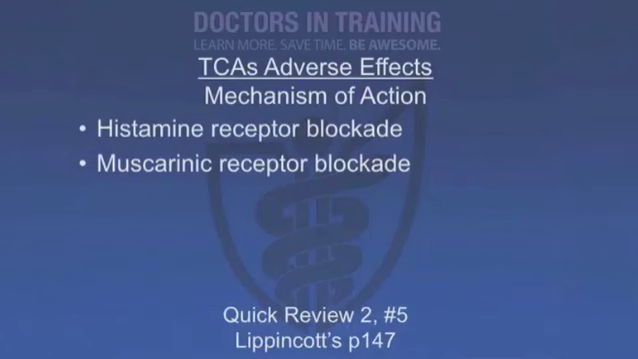So why does this happen? Well, TCAs will affect the histamine receptors and your muscarinic receptors, so you're getting a lot of anticholinergic effects, and it's exactly what we have here: sedation, dry mouth, blurry vision, urinary retention, and constipation.